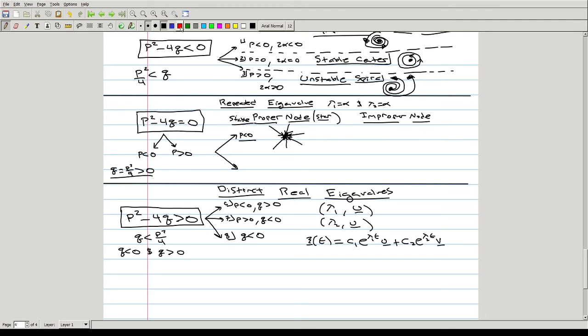And an improper node, where we only have one eigendirection, is going to look a little bit different, and the eigendirection is actually called the stable manifold when P is less than 0. It's along the eigendirection U. And if this is the origin, solutions of this form spiral in and approach a tangent along this stable manifold.